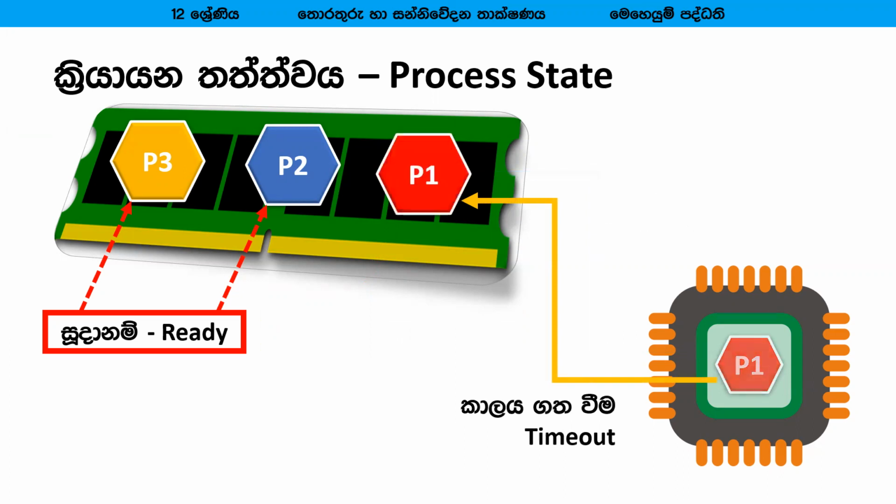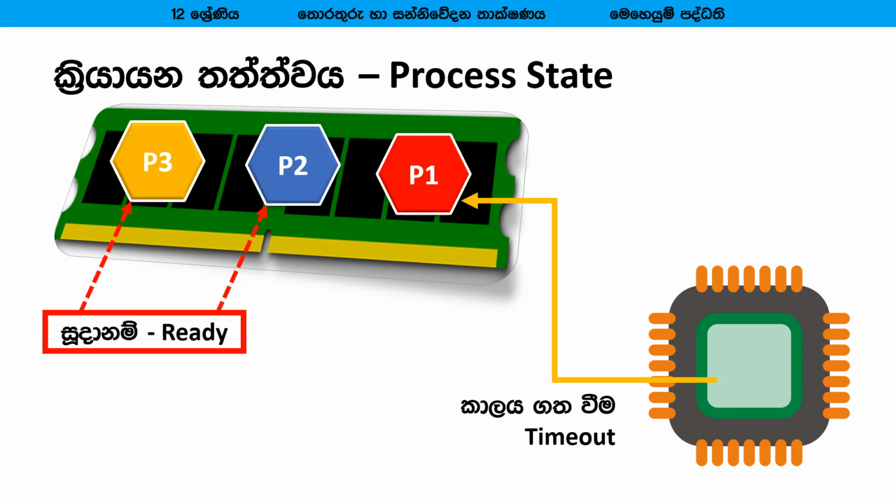So then due to a timeout, a particular process is given some particular time. So due to that timeout, it can be moved again into the RAM. Timeout can happen due to many reasons, right? Sometimes, if you think about a time sharing system, each and every process is given a specific time period to run inside the CPU.